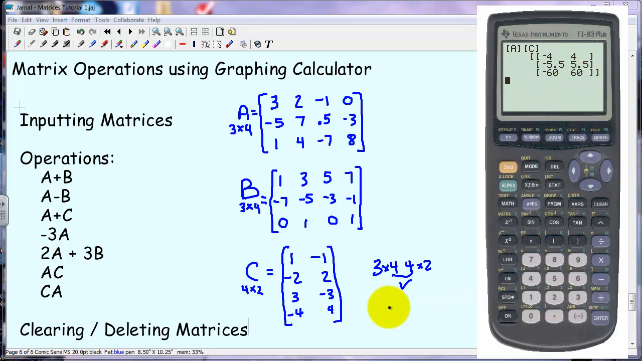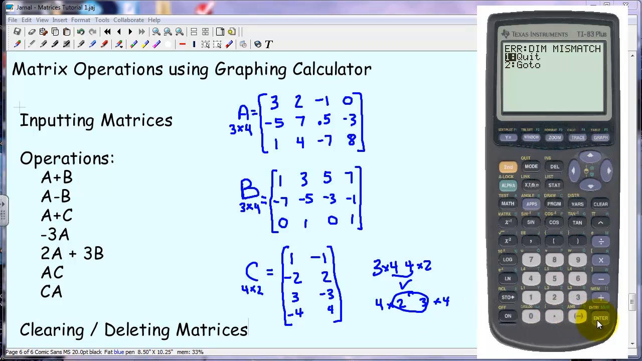Now if we try C times A, C is 4 by 2, A is 3 by 4. Notice this does not check out, so this should not work. Let's see what kind of error message we get. Second matrix C and second matrix A. And again, we get dimension mismatch, saying that the dimensions, it's not that they're not equal, but they're not appropriate for multiplication.